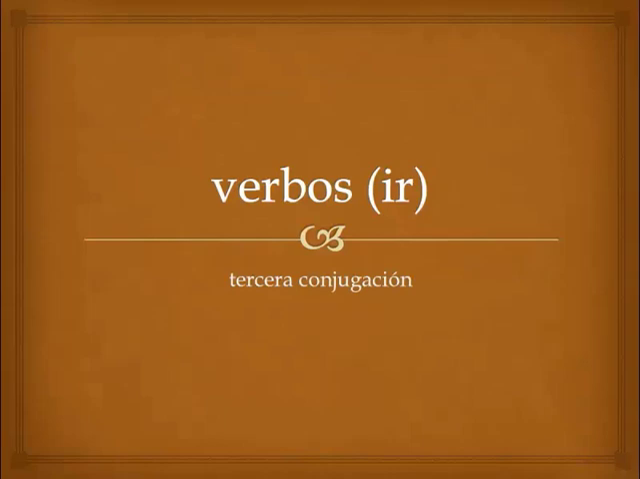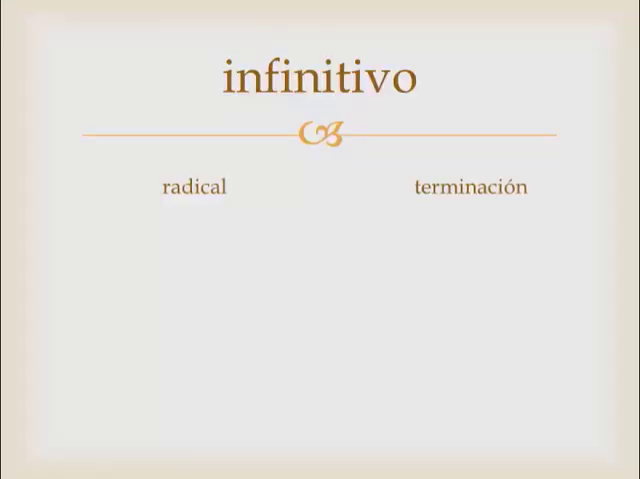IR verbs, or verbs in the third conjugation, verbos en la tercera conjugación. An infinitive is a verb with two parts, a radical and a terminación. The radical is the first part of the verb, and the terminación is the second part of the verb, the part that changes.